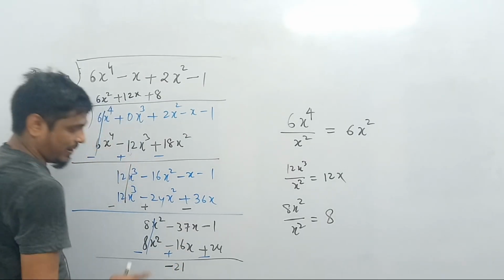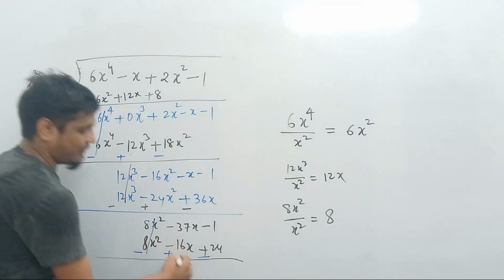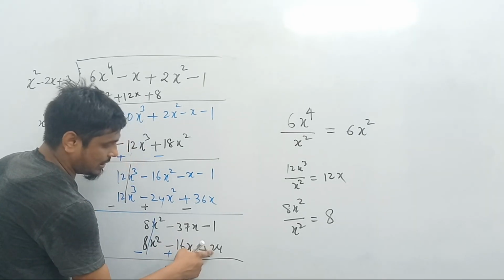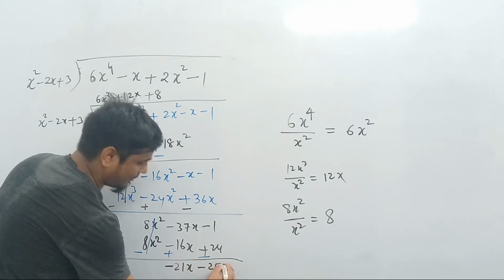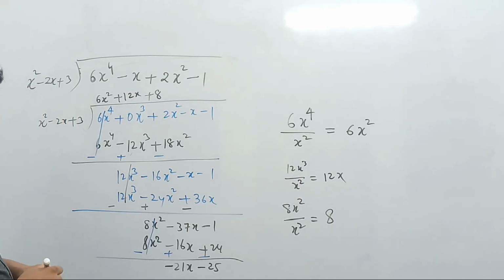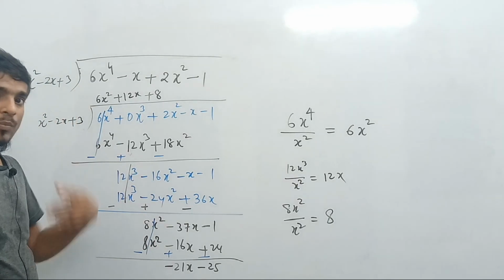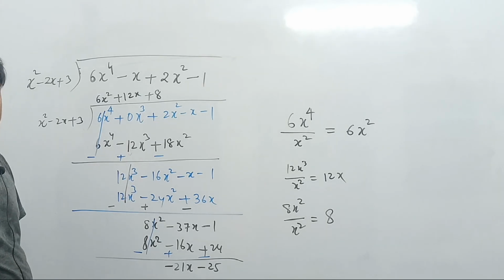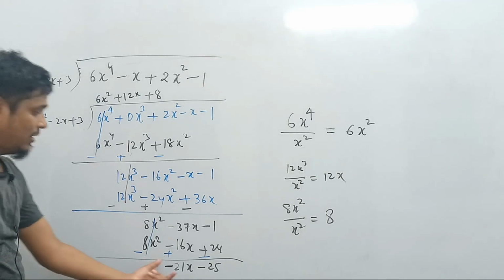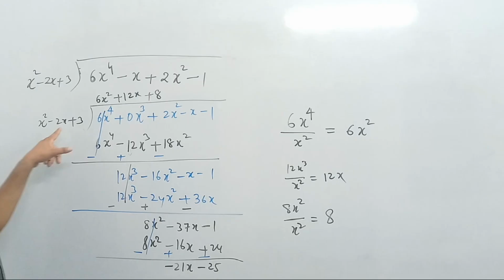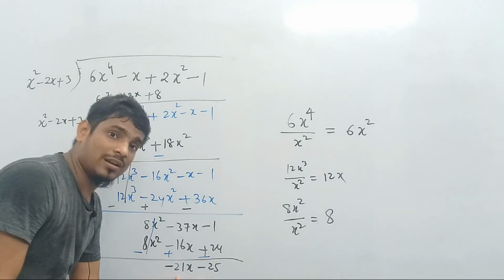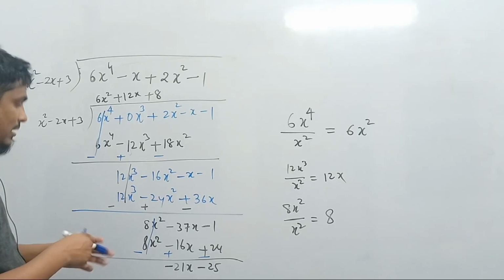And that too in negative, because the sign of this bigger one is negative. So negative 21x, and this is negative 25. So now ask yourself whether we need to stop over here or can we go for one more step. The answer is no, this is the final step, because the degree of the remainder is less than the degree of the divisor. So this is the remainder, and the quotient that we got over here is this one.